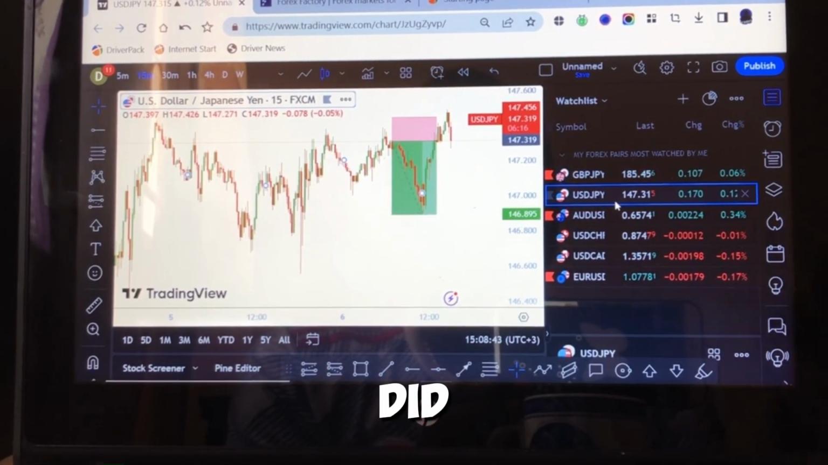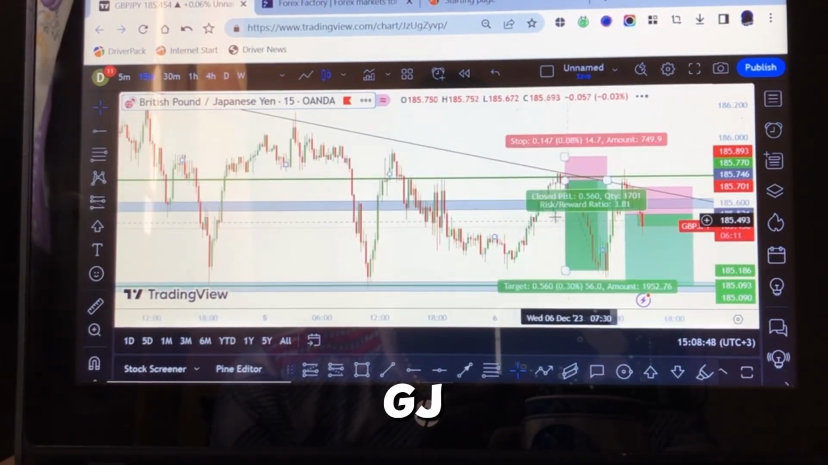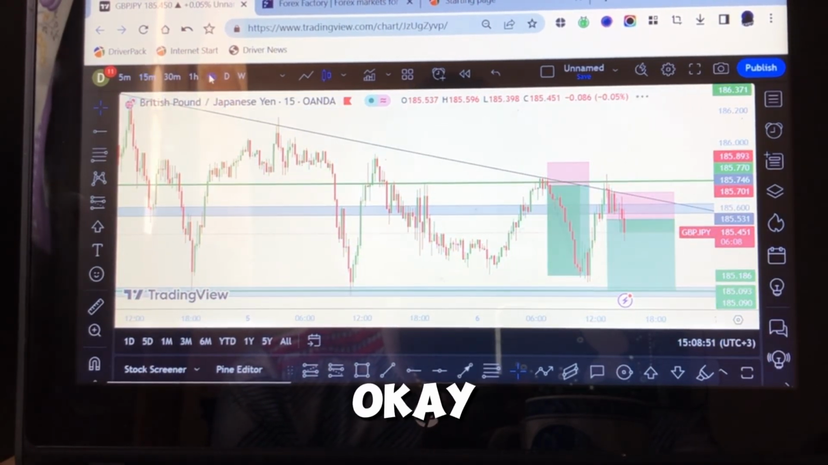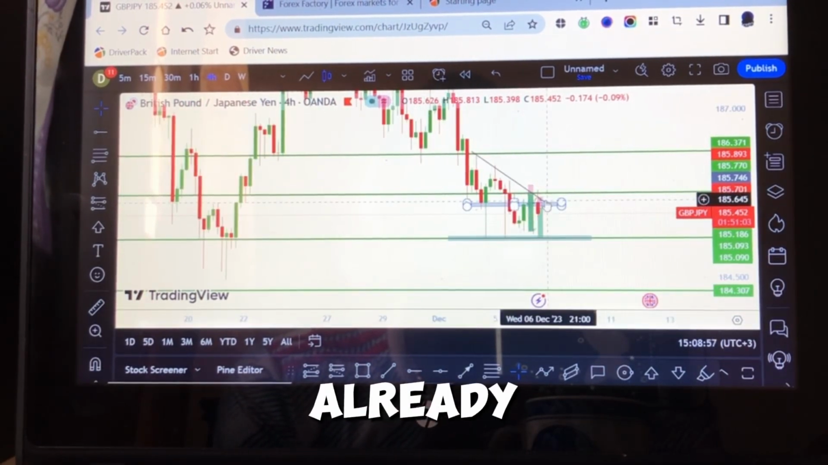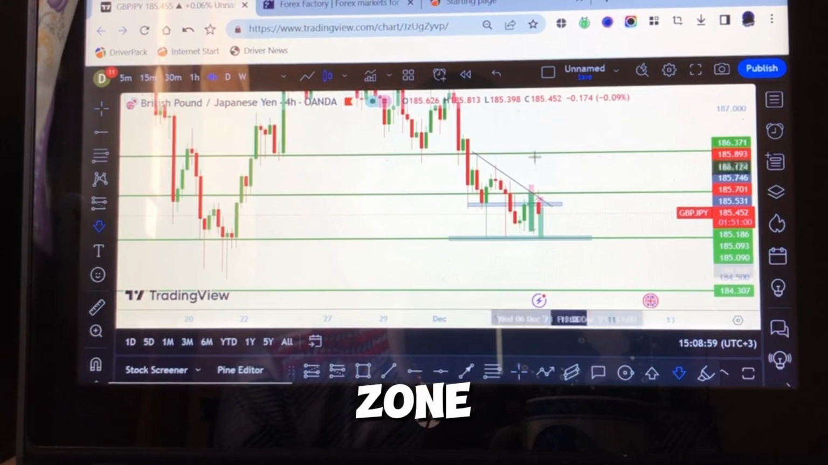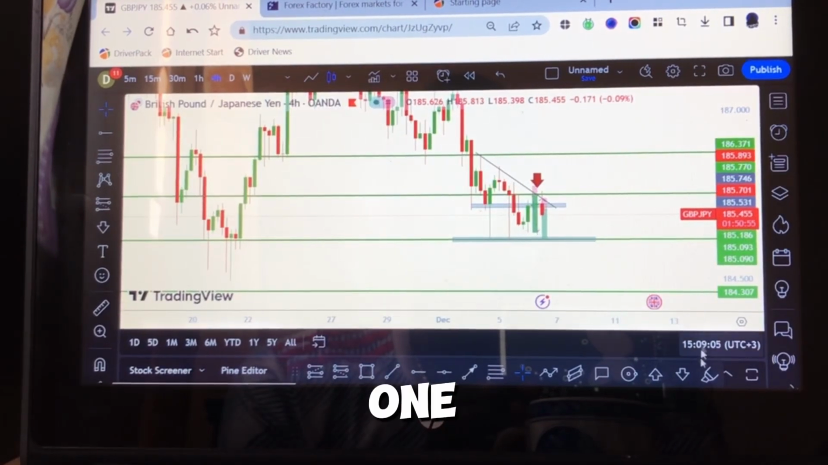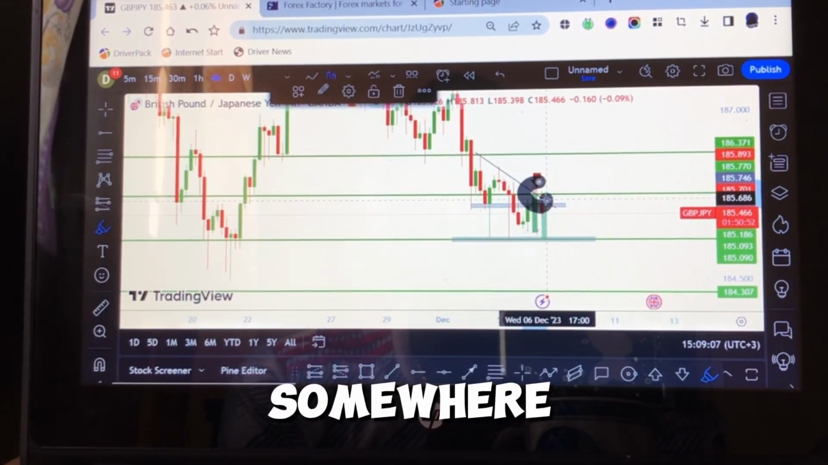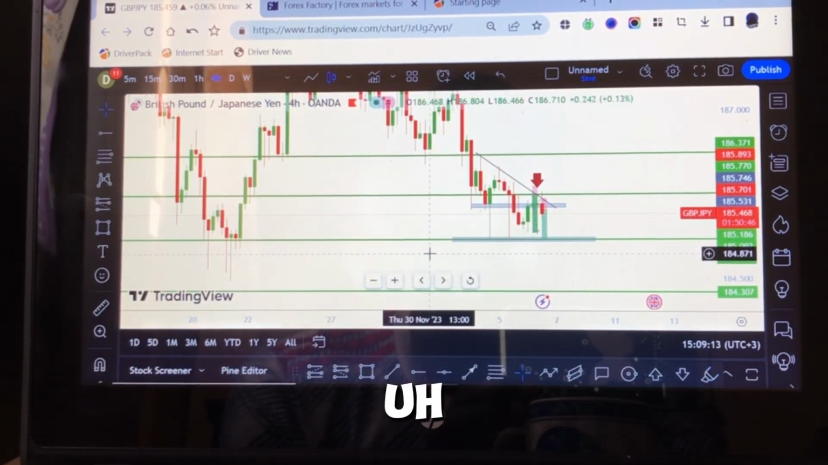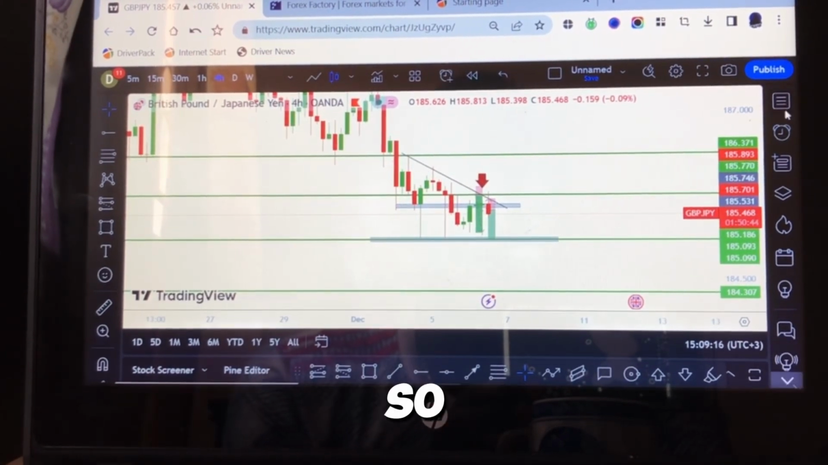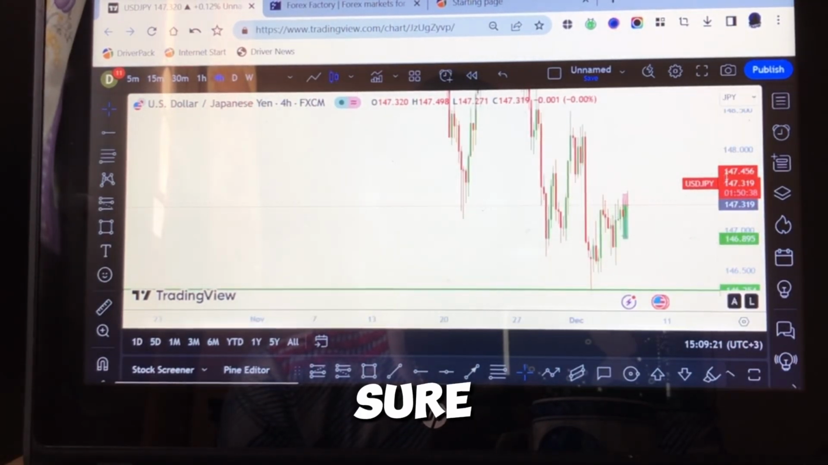So the first thing I did was to come on GJ. This is the trade, but I had to come first on GJ. On GJ, this is what I looked at in the 4-hour time frame. I saw that the market was already around this flip zone. That was already telling me that the market is going to continue to the downside. So what I did was go back to USDJPY.